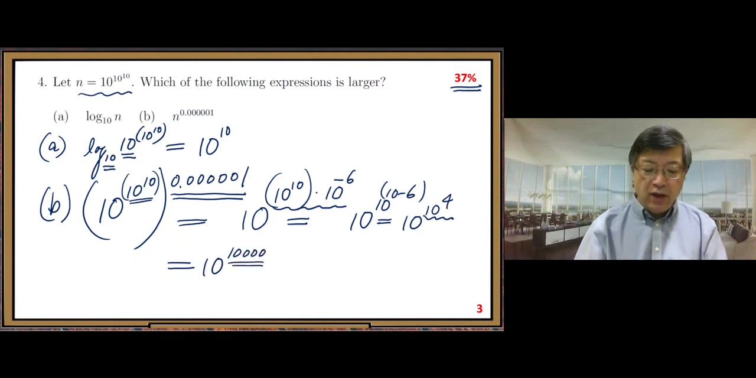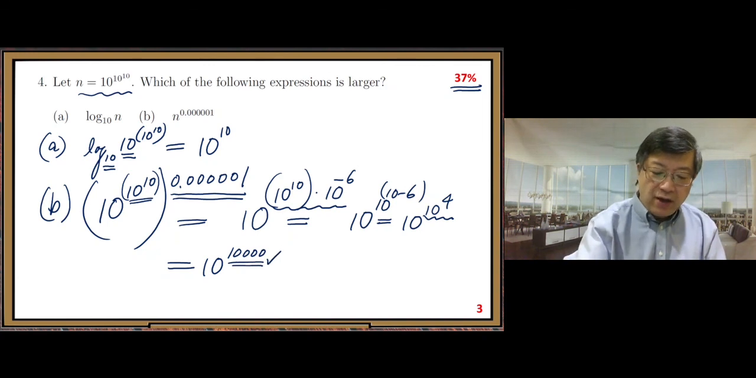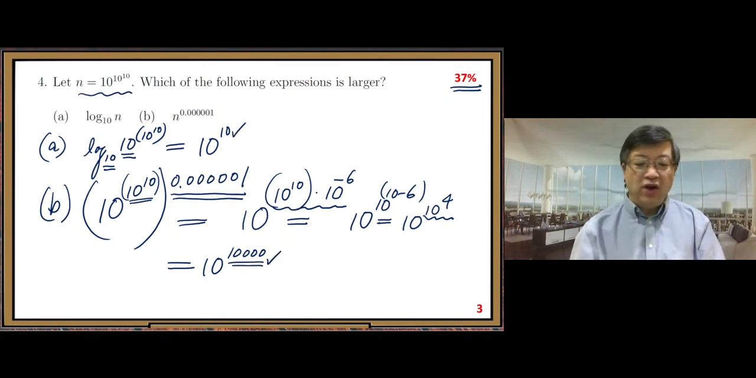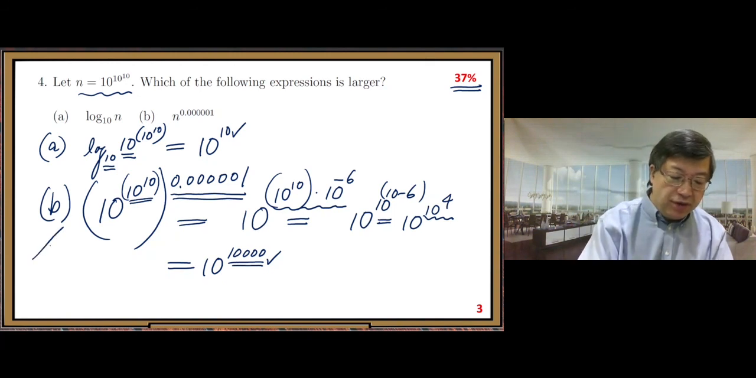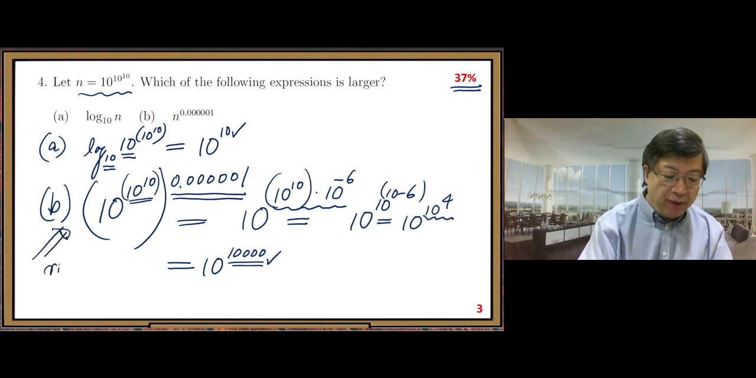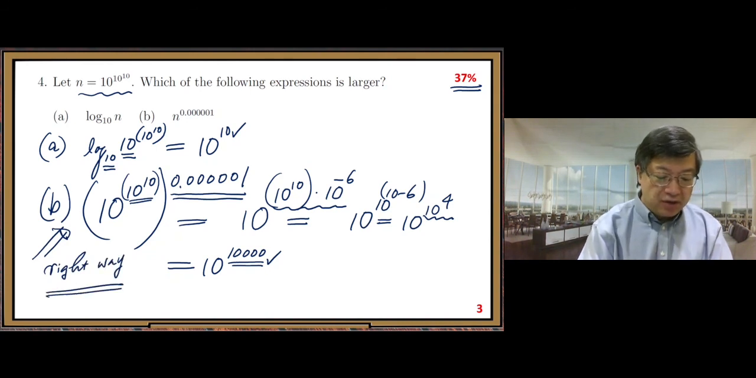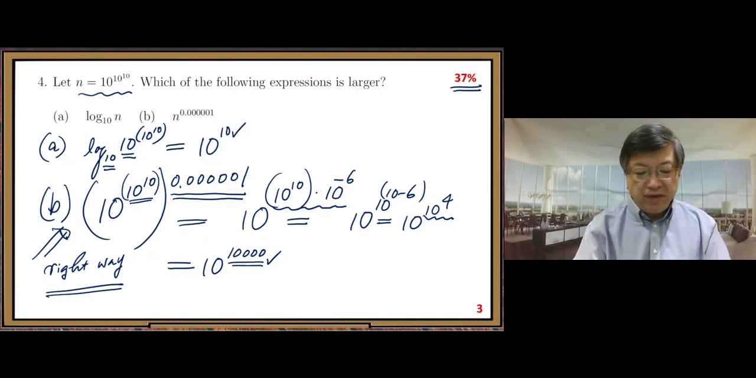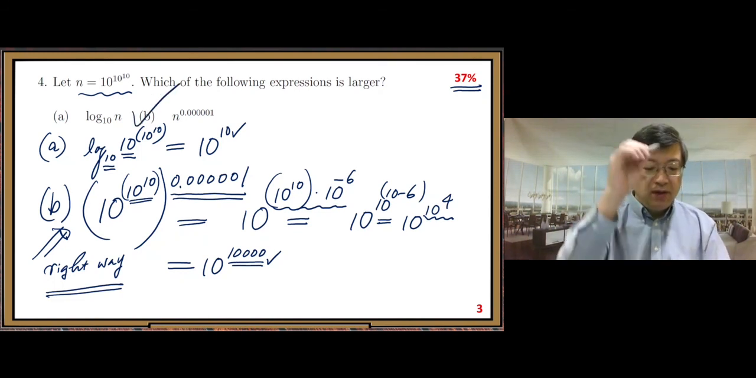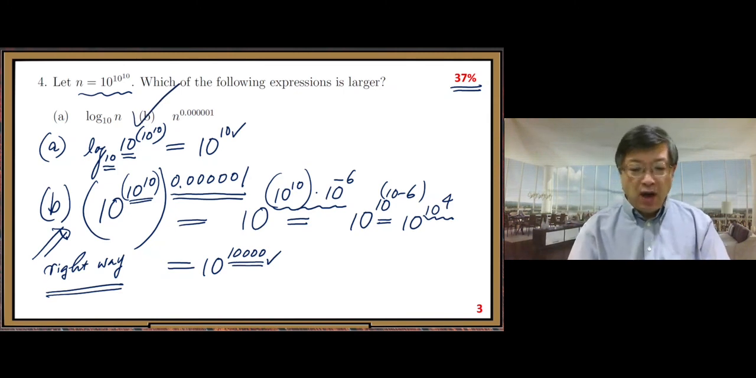You compare 10 to the 10,000 with 10 to the 10th, which one is larger? Okay, which one is larger? That's easy, right? But you have to do this expression in the right way. But I noticed for many of you, you couldn't get this one. So answer B. All right, so we finish this 8.3.